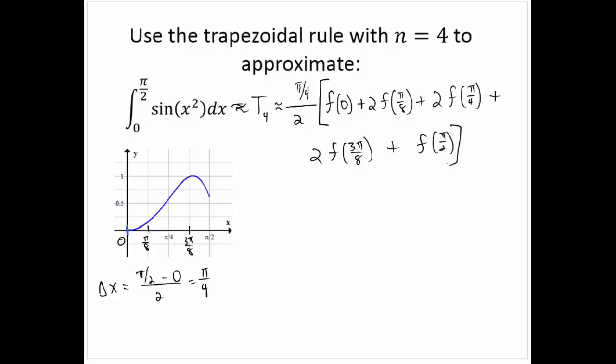In the trapezoidal rule, we take the delta x and divide it by 2. For the endpoints, we find their function values, and then each of the subinterval points, we double the function value. Now, again, I'll show how we can use the calculator, and I'm only going to show the TI-89 from now on.